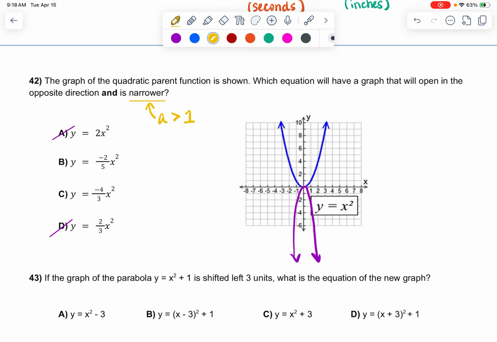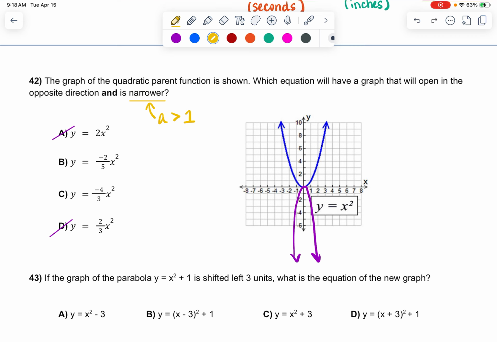Right? So if I make something twice as tall or 3 times as tall or 4 times as tall, it's going to have to get skinnier, right? And only one of these A values is a value greater than 1. I know they're both fractions, but 2/5 is 0.4, right? And 4/3 is 1 1/3, right? And so this guy is our winner, C.